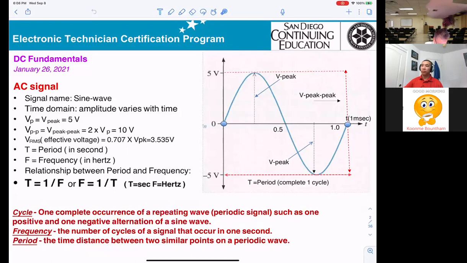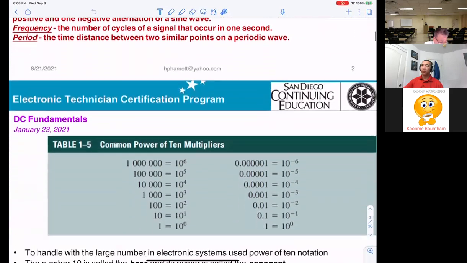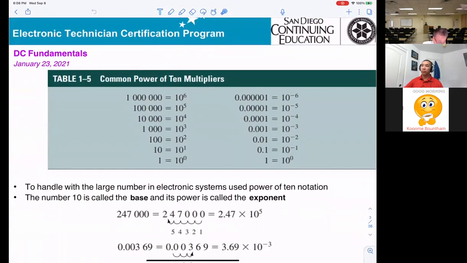Okay. Now, the next thing we try to get along with is the common powers of 10. Okay. Multiplier. So basically, you get 1 million here and you get 10 to the power of 6.